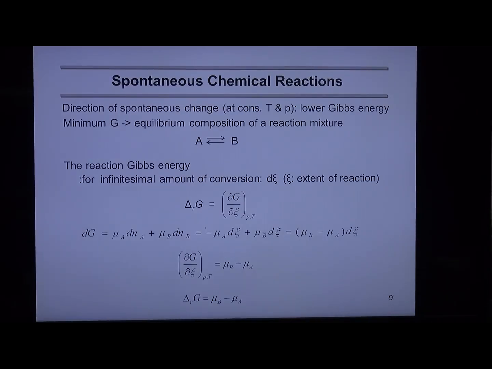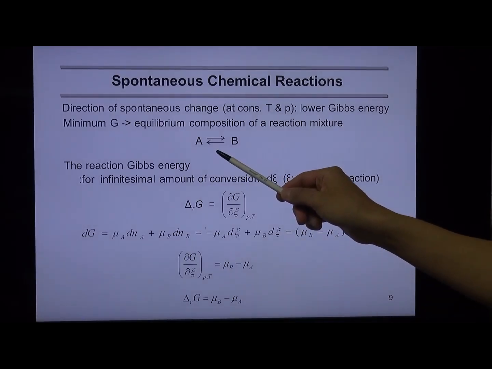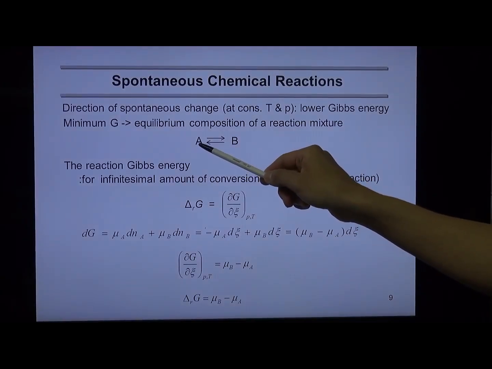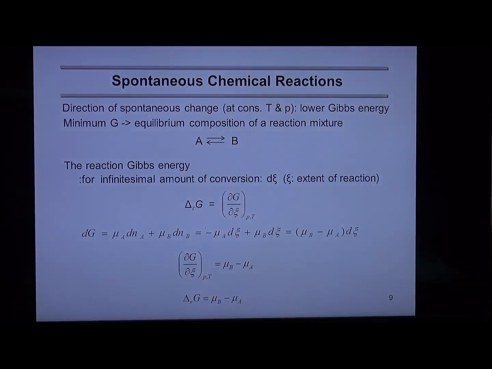Alright, spontaneous chemical reactions. Chemical reactions tend to move towards a dynamic equilibrium. We know that, right? So we'll apply that knowledge about equilibrium and determine the equilibrium composition. To do that, let's consider a very simple chemical reaction. The reactant is A and the product is B.